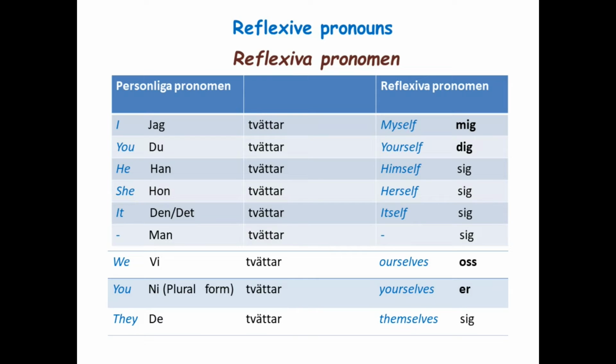Alright, before we proceed, I would like to draw your attention to our reflexive pronouns. You might notice that most of our personal pronouns use sig as the reflexive pronoun. It's only the mig, dig, oss, and er that are different. So, I guess that would be easier for you to remember. I, you, and we are the only pronouns that use different reflexive pronouns, while the rest use the same, which is sig.